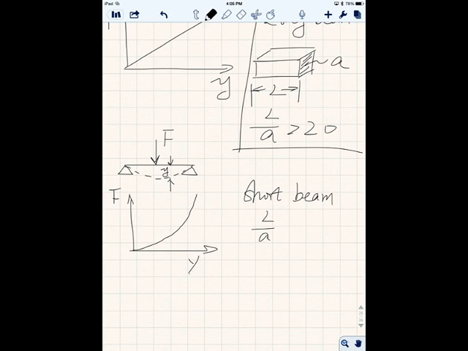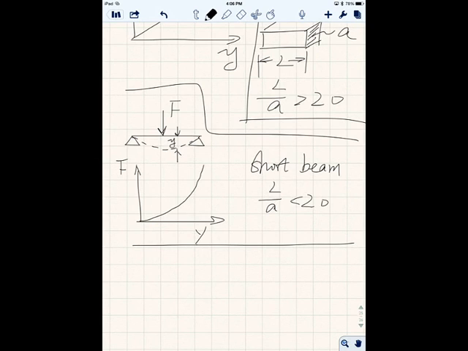Now, when it's a short beam, usually L divided by A is less than 20. Initially, the amount of force you apply makes it relatively easy to get a displacement. Now it becomes stiffer and stiffer. That's a short beam, all right? That's a phenomenon for a short beam. So just be aware of those things.